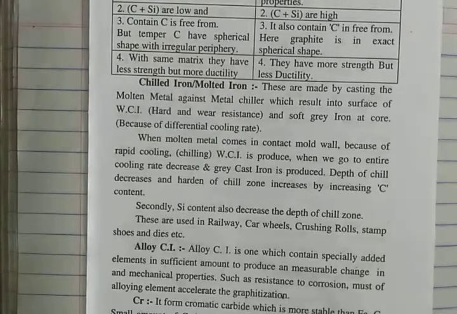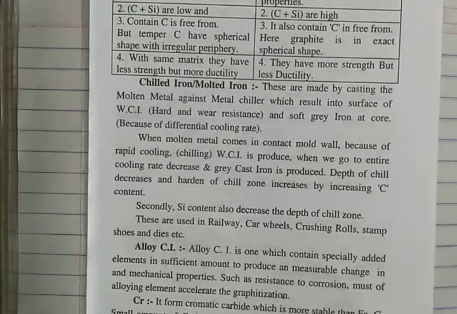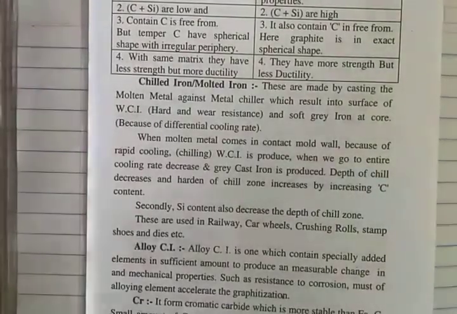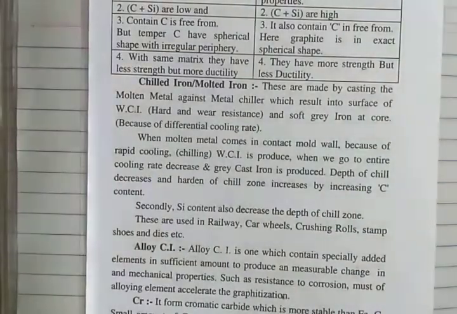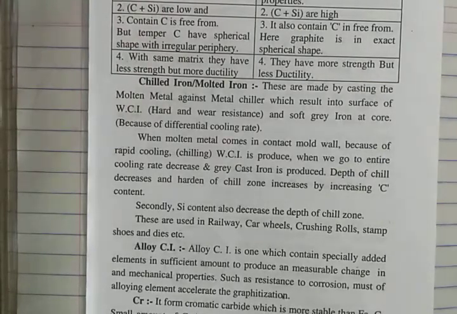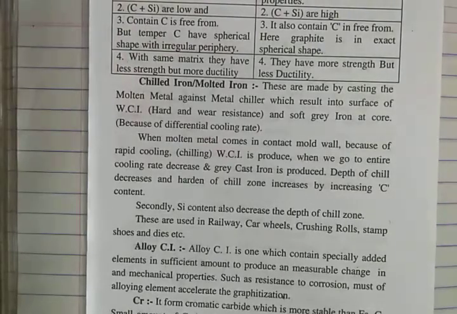When we go deeper, the cooling rate decreases and grey cast iron is produced. The depth of chill decreases and the hardness of the chill zone increases by increasing the carbon content. Secondly, the silicon content also decreases with the depth of the chill zone. These are used in railway car wheels, crushing rolls, stamp shoes, dies, etc.